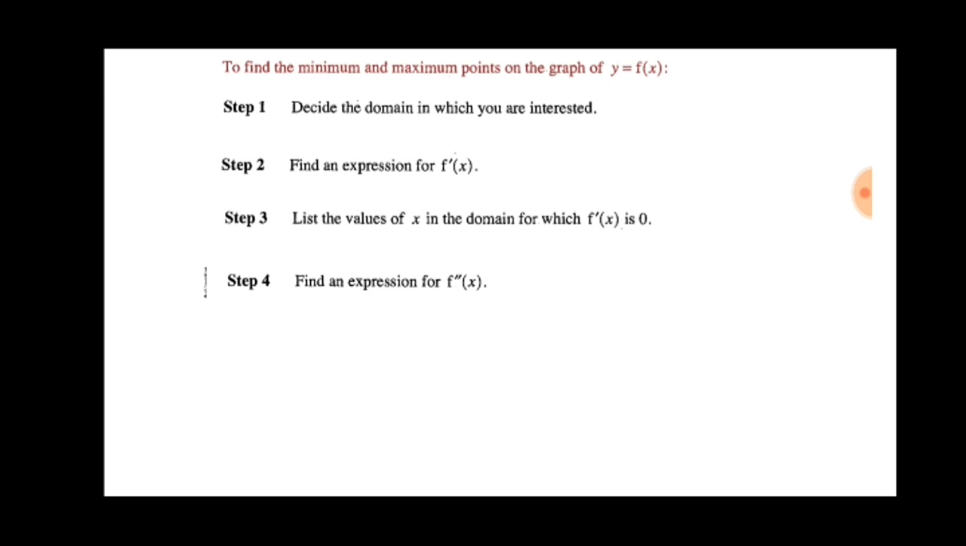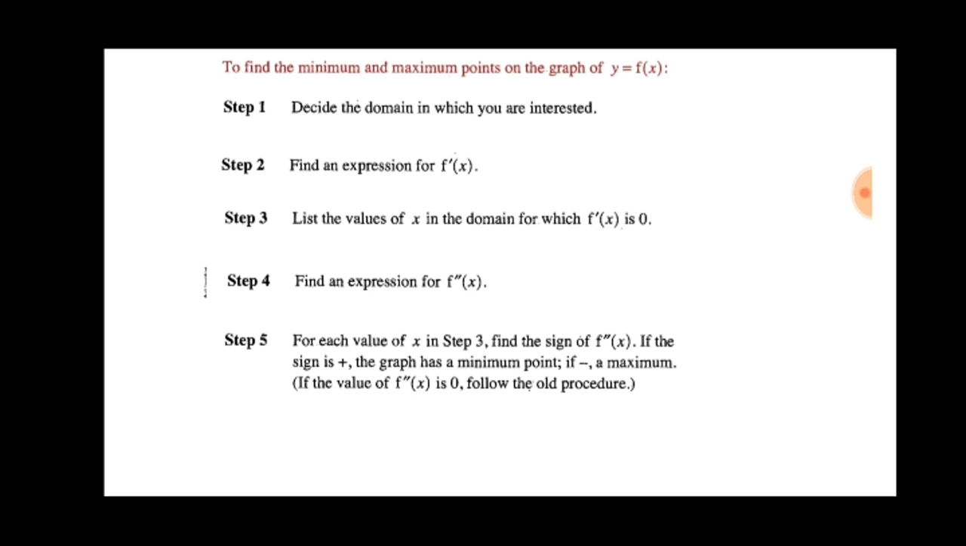The next step is to find the second derivative of the given function. For each value of x that we found in step 3, we need to find the sign of f double dash of x. If the sign is positive, the graph has a minimum point. If we get a negative sign, it will be a maximum. The last step will be, for each value of x which gives a minimum or maximum, we need to calculate f of x.